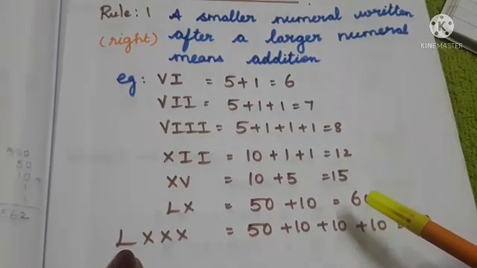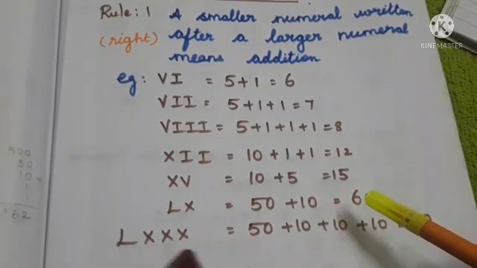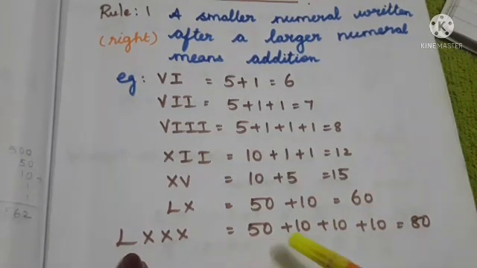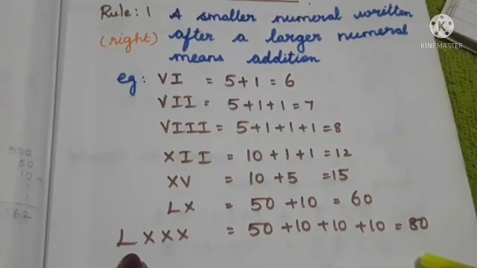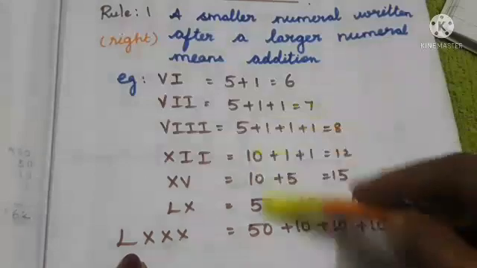So here L is a larger numeral. At the right side of the larger numeral we have the smaller numeral. So you have to add everything. So 50, L means 50, plus 10 plus 10 plus 10. So if you add everything you will get 80. Have you understood about this one? This is the rule 1.